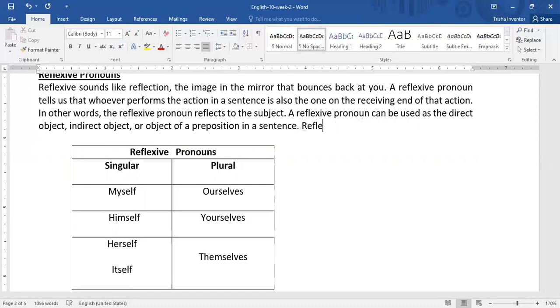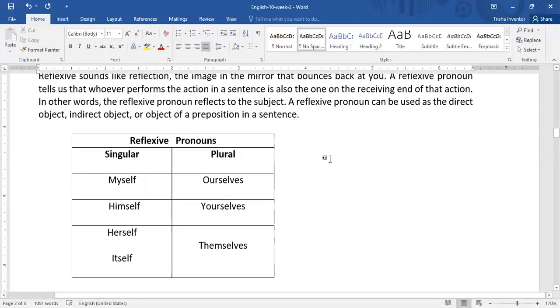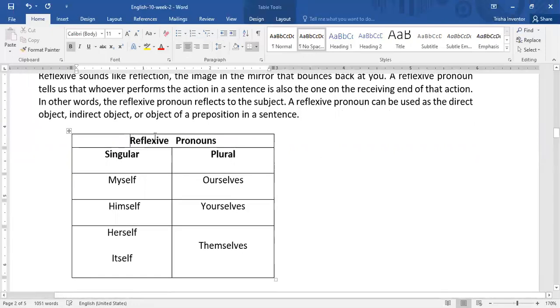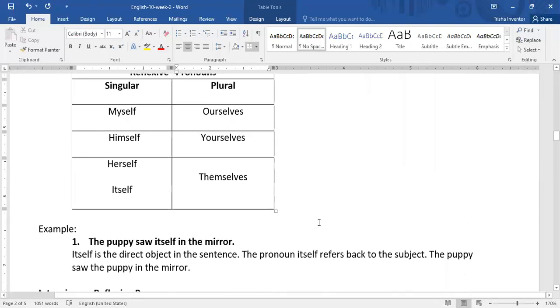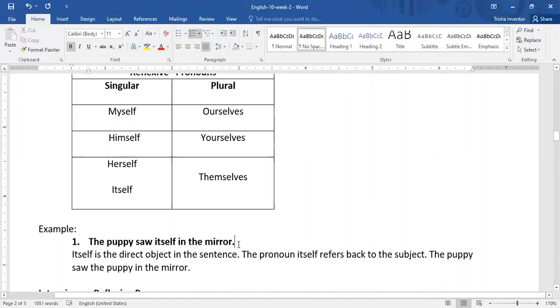Okay, now here we have a box giving you an example of the reflexive pronouns. Singular, we have myself, himself, herself, itself. Now the counterpart of that for plural: ourselves, yourselves, and themselves. So that's it. And here we have an example sentence. The puppy saw itself in the mirror. Okay, the reflexive pronoun here is the word itself.